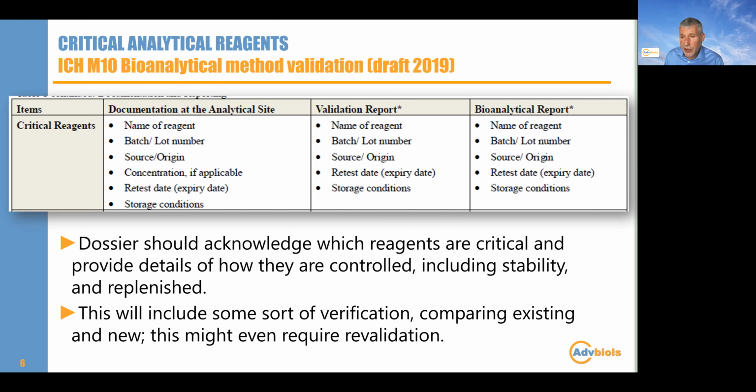Well, the dossier should identify this as a critical analytical reagent, and it should provide adequate information to identify that reagent. So that might be the name of the reagent, might be a catalog number, perhaps. Batch and lot is all a little bit like a critical raw material. Things like stability are important, and making sure that you record these batches in key reports, etc.